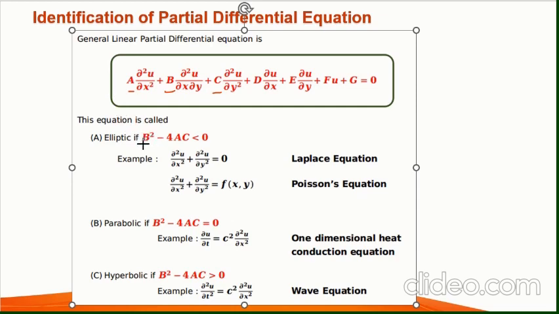First of all we will find the value of the condition B² − 4AC. When B² − 4AC is less than 0, the partial differential equation is called an elliptic differential equation. Here we have an example: ∂²u/∂x² + ∂²u/∂y² = 0. It is a well known partial differential equation called the Laplace equation.